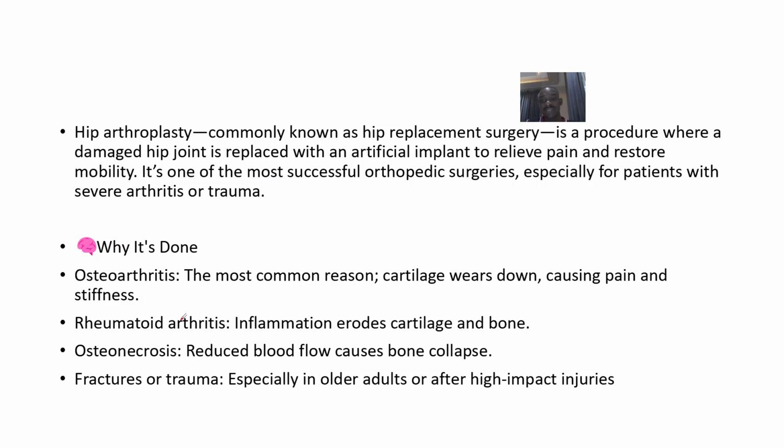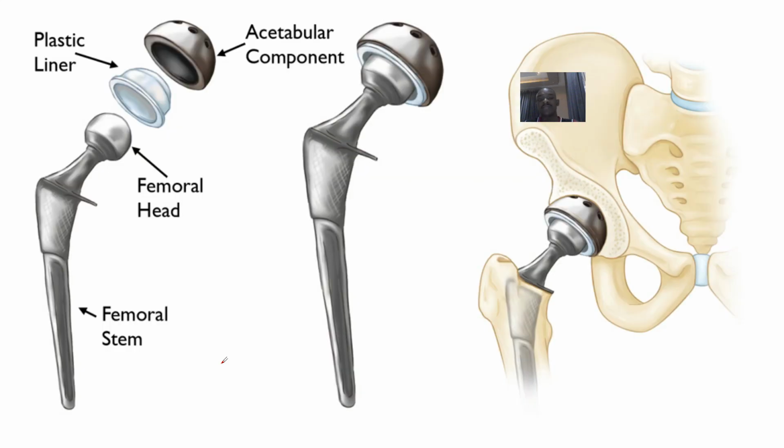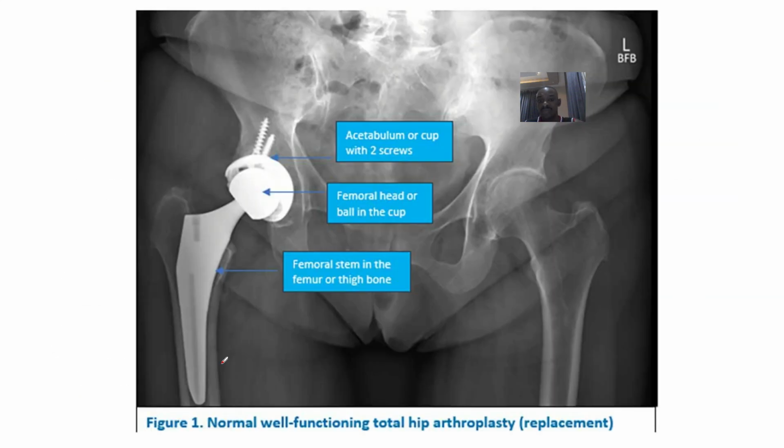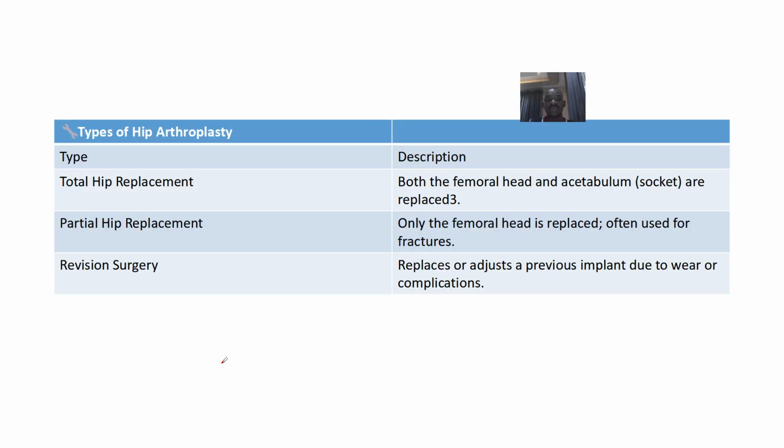It could be that the person has had osteoarthritis, where you have inflammation, wearing down of the joints. Rheumatoid arthritis, there could have been inflammation that has eroded the cartilages there and the bones. Osteonecrosis, this one, maybe there's limited blood flow to the bones, so they collapse. Maybe there were fractures or traumas around that place. You understand? So anything affecting the hip joint, you just want to repair it, is what is known as a hip arthroplasty.